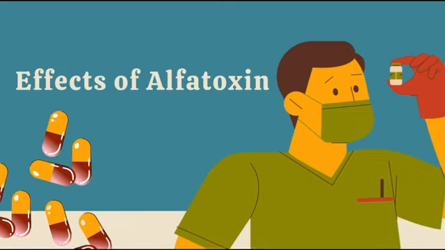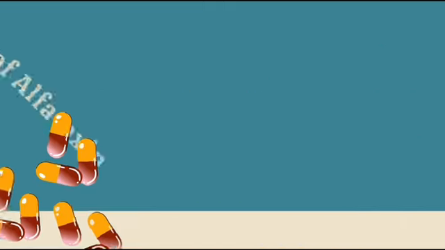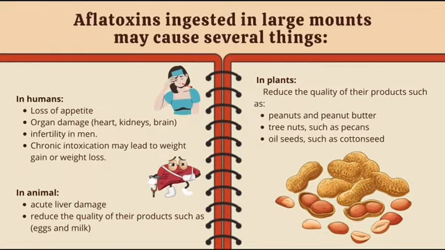I will talk about the effects of aflatoxin. What will happen if we eat food contaminated with aflatoxins? In humans: loss of appetite, organ damage, for example heart, kidneys, brain, infertility in men, and chronic intoxication may lead to weight gain or weight loss.